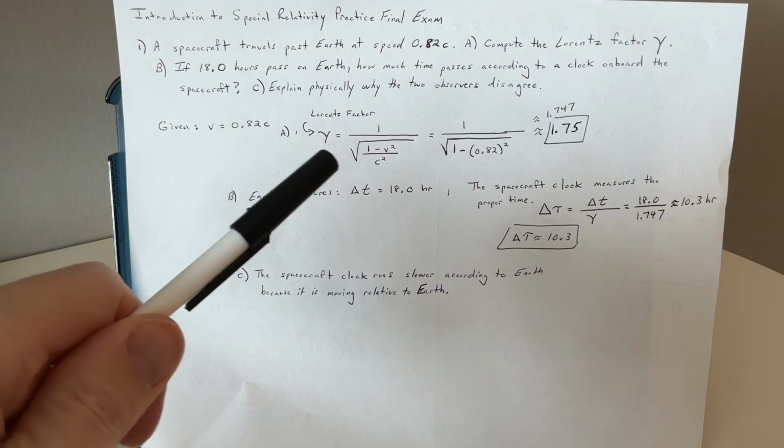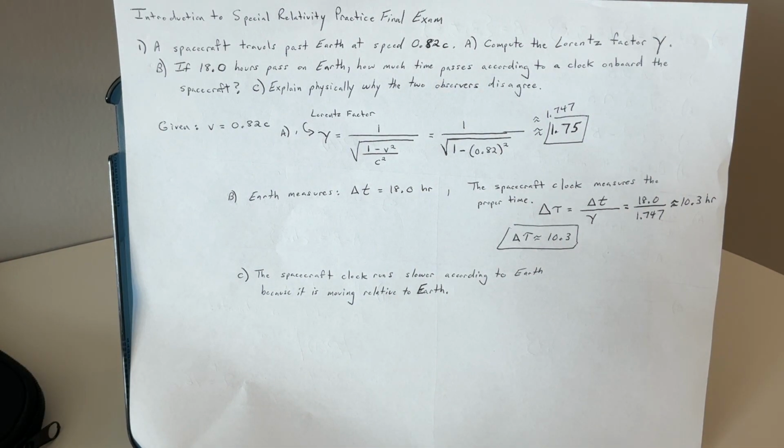Here's our Lorentz factor formula: gamma is equal to 1 over the square root of 1 minus v squared over c squared, and we just substitute our 0.82, and get 1.75 when we do the computation. I'm going to go through this quickly.